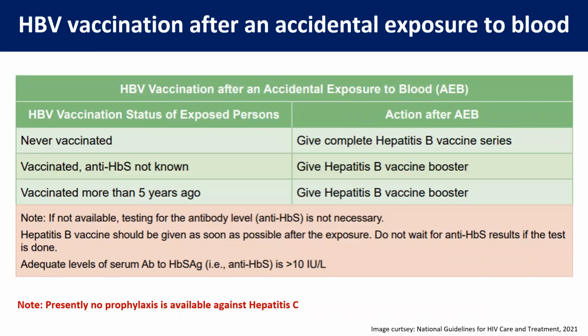So HBV vaccination after accidental exposure to blood. Usually for HBV infection, post-exposure prophylaxis vaccination is recommended. If the exposed person is not vaccinated previously, give a complete dose of hepatitis B vaccine. If he is vaccinated but his anti-HBs status is not known, then give a booster dose. And if vaccinated more than 5 years ago, then give a booster dose. Please don't wait for anti-HBs antibody levels. If you don't know the anti-HBs antibody levels, better to give a booster dose. The recommended anti-HBs antibody level is more than 10.